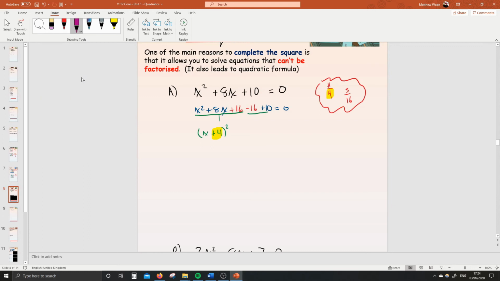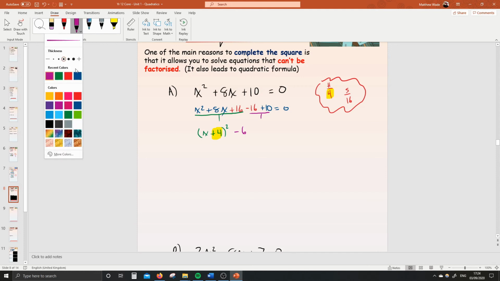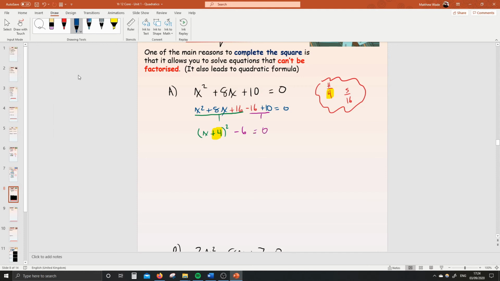Next step, tidy these bad boys up here on the right. Minus 16 and plus 10. Put them together, you're going to get minus 6. That still equals 0. Right. Now, you're up... Oh, dearie. Oh, no. Oh, this has gone completely pear-shaped now. My golly. Okay, so that's minus 6, and that equals 0.